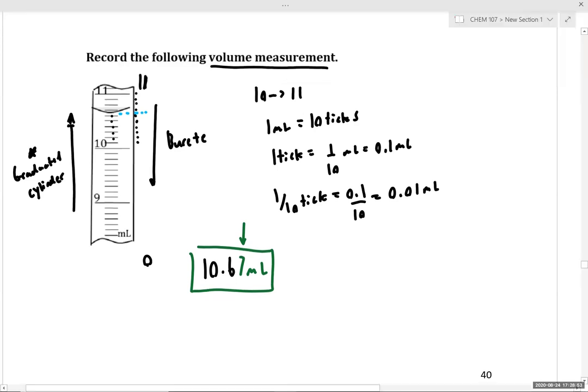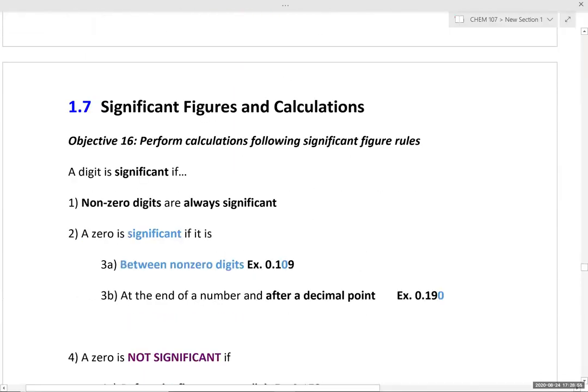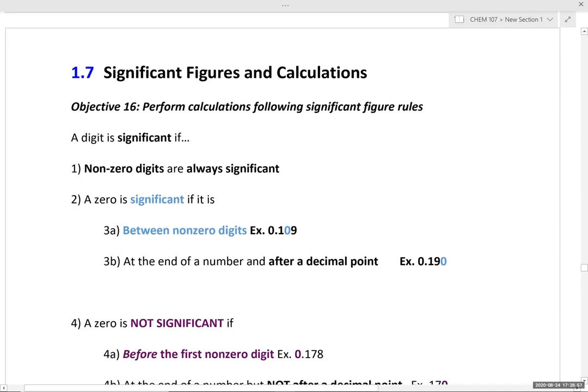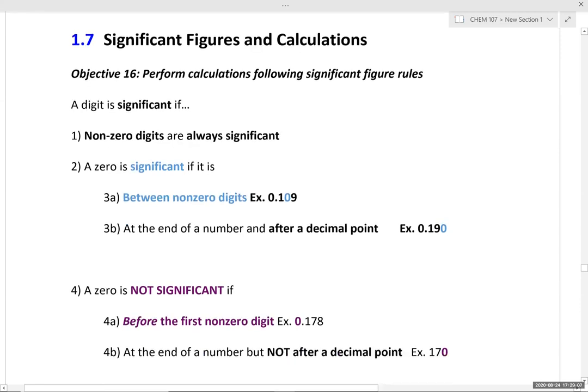Okay, so let's keep going now, and let's talk about significant figures in the context of calculations. This informs how to write answers properly in Canvas. A digit is significant if, now there are two different conditions. First, non-zero digits are always significant. They're always considered significant digits.